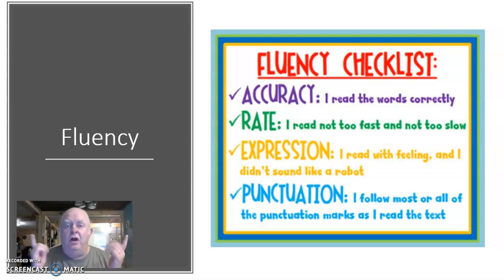Now, I know I'm not supposed to read the clip arts, you know, and stuff, but not much else to do. Accuracy, rate, expression, punctuation. Okay, this is what you need if you're going to be fluent in reading. Accuracy. If I'm talking about dogs, you know, and you say, oh, cats, that's not accurate. Rate.